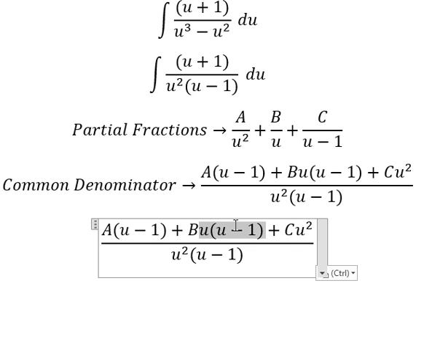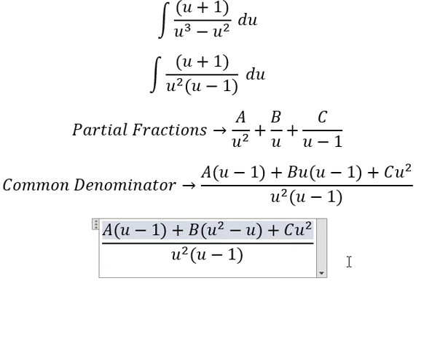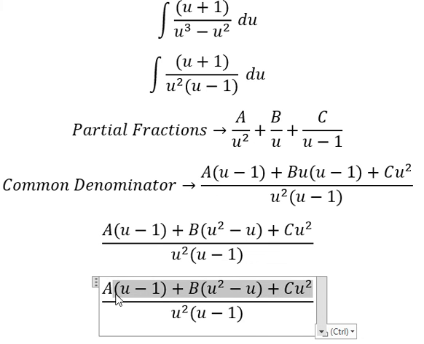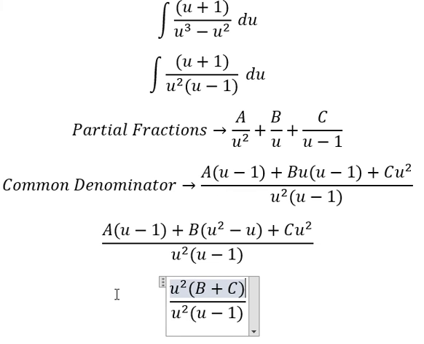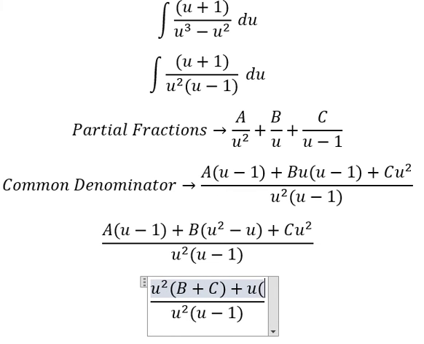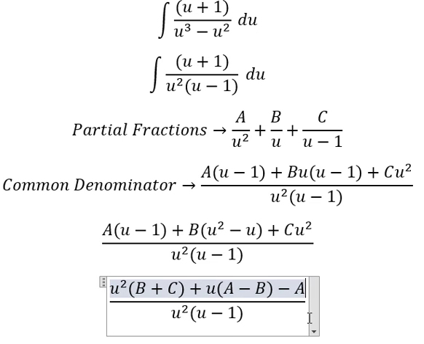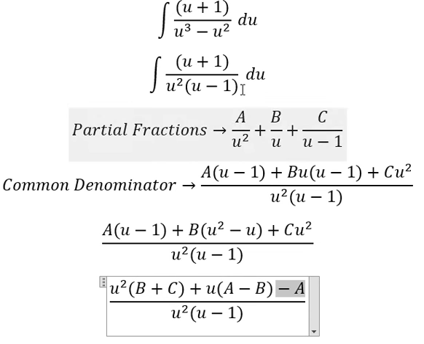Now we need to expand this one. Next, we need to arrange based on the terms of u. About u squared, we have B plus C. About u, that is A minus B. About the numbers, we have negative A. Now we need to compare coefficients. We don't have u squared, so B plus C equals 0. This one number 1, this one positive number 1.